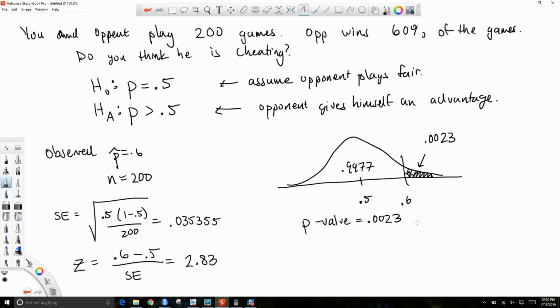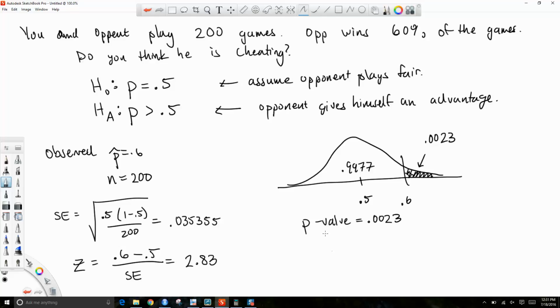Or we can say, I don't think you were one of the 2 in 1,000. I think you were doing something funny with the coins. What do you think we should conclude? We're probably going to conclude cheating, right? But it's technically possible. You run the risk that you're accusing your opponent of cheating when he was actually playing fair. But we're saying the probability that he would win 60% of the games from playing fair is so small, less than 1%, that I'm ready to ignore it, and I'm going to say, I think you're cheating.